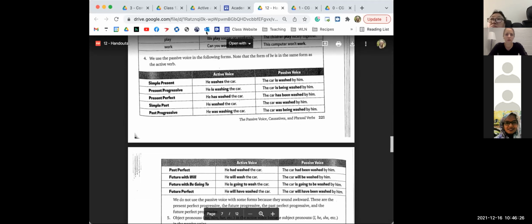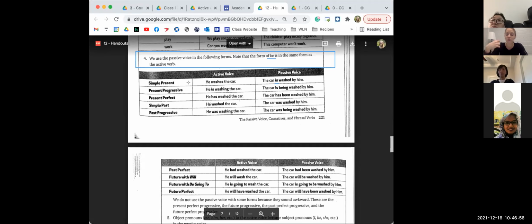The handouts that are linked on the class website. We can use the passive voice in the following forms. These are different verb tenses. We'll note that the form of be is the same as it is in the active verb. And that means that when we see the be verb, we can use that to help us identify the passive and then the verb tense that it is.